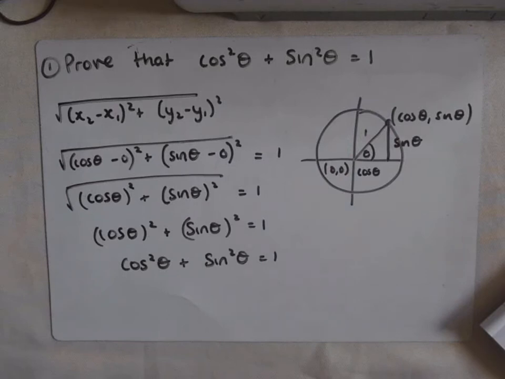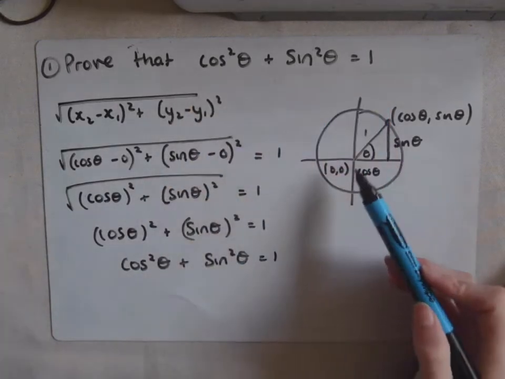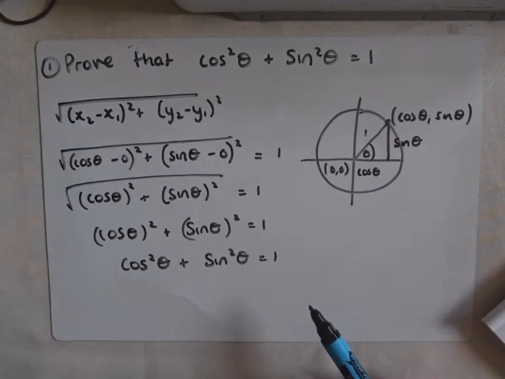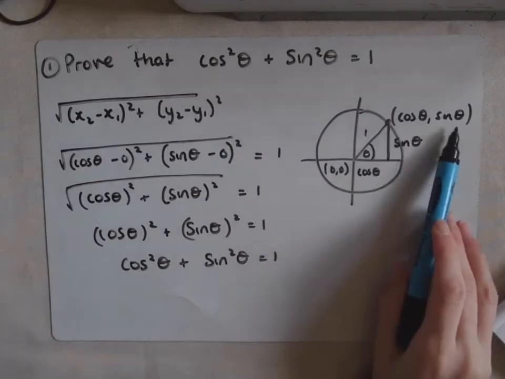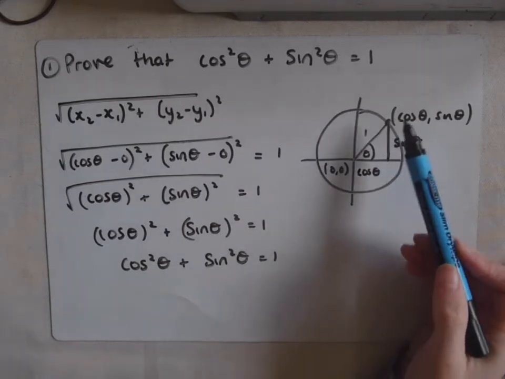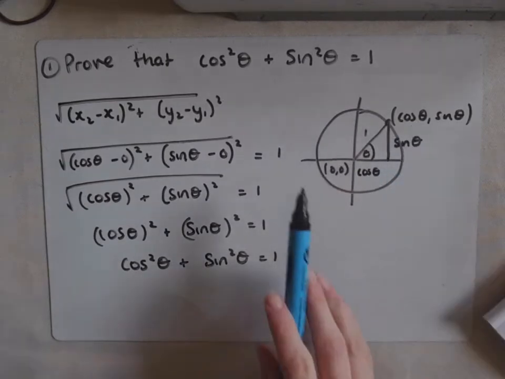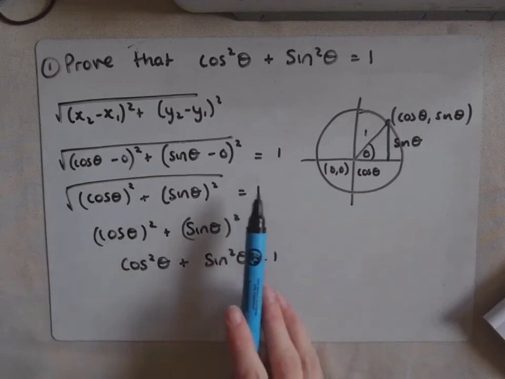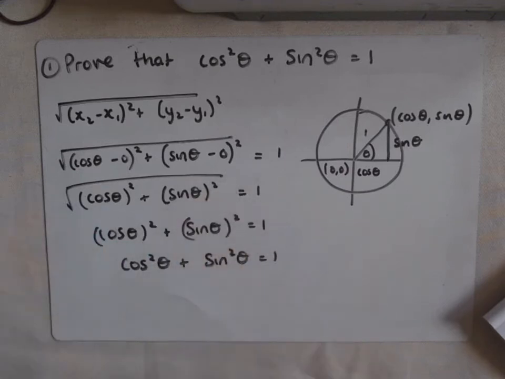So you're just showing them where this came from. Well, it came from using your distance formula, using this point cos theta, sine theta and this point 0, 0, finding the distance between those two, which you know is 1. And when you square both sides, 1 squared is just 1. Is that okay with that? Yeah. So we learn that off by heart. All of these we learn off by heart, or at least we learn how to get them.